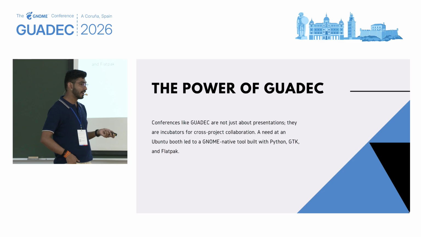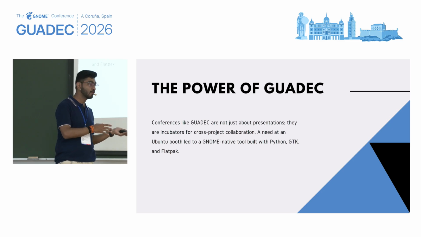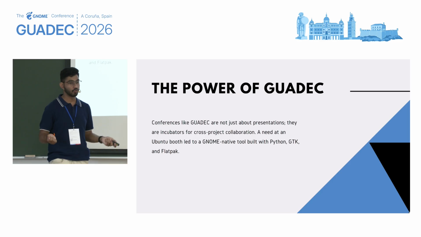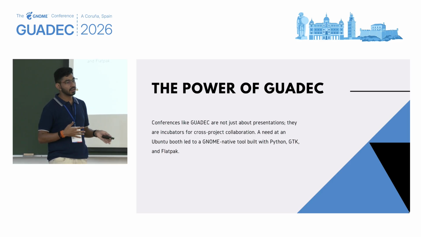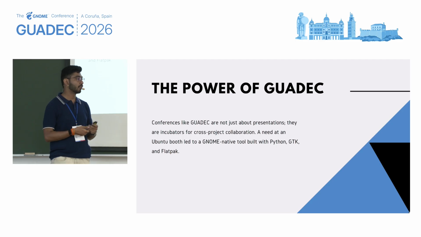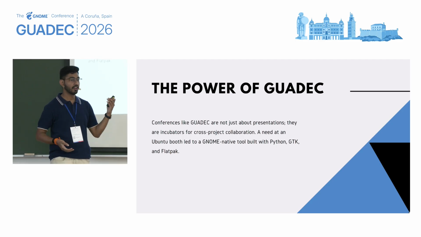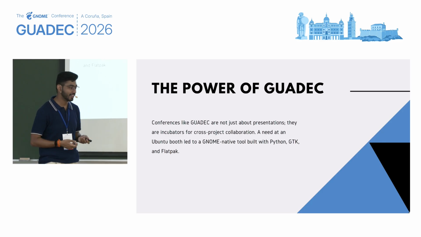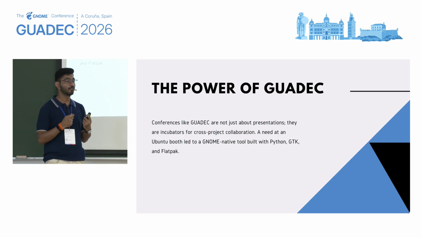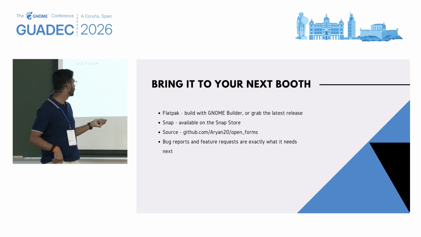The power of GUADEC is that an Ubuntu booth led to a solution in the GNOME platform, which will help maybe a lot more communities rather than just Canonical or just GUADEC or just GNOME, right? So conferences like GUADEC or GNOME Asia or GNOME Latam, or KDE Akademy, all of these are conferences, right? And they help bring people together from different companies, maybe Igalia, Red Hat, Fedora, but also Canonical and all those companies come together and share one roof, and then you can see what problem everybody is facing and then fix them in real time.